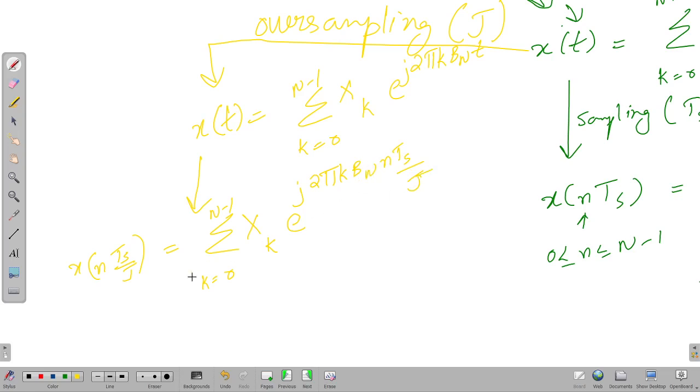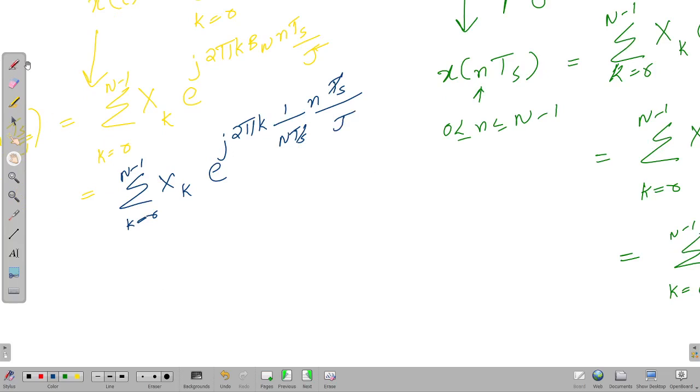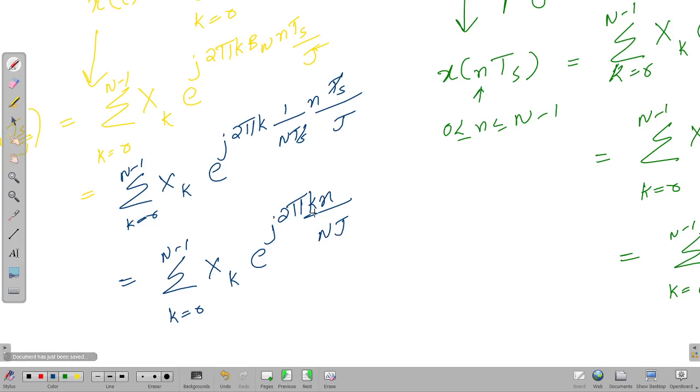And I do the same substitution. I can substitute Δf, which is 1 divided by N into Ts, so N into Ts divided by J gets cancelled, and you have the summation k equal to 0 to N minus 1, so addition of N subcarriers, Xk into e raised to j 2 pi kn divided by N into J. But now the value of n goes from 0 to JN minus 1.